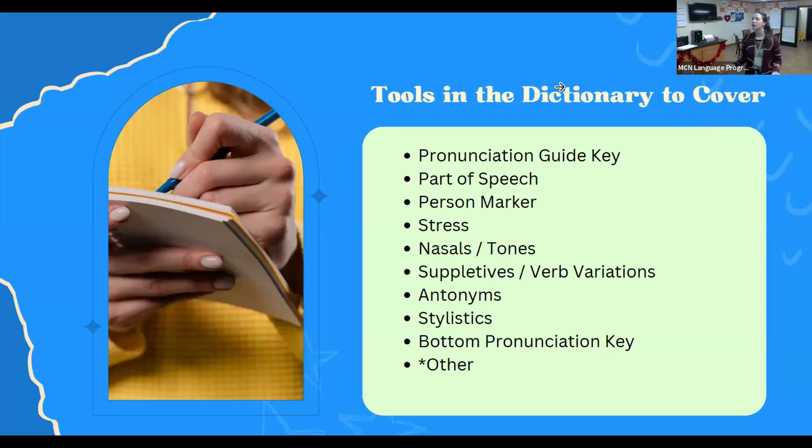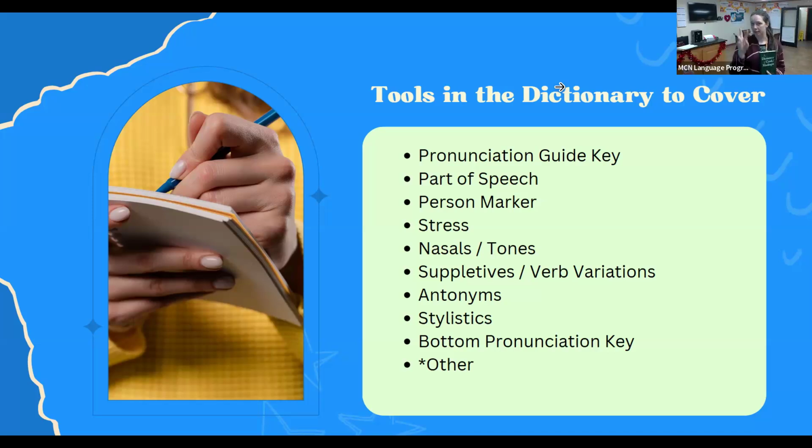Okay, what we're gonna go over today, it's a lot of different things. Some have more information to take in, some are really simple. So the order we're going in: the pronunciation guide key in this dictionary, the parts of speech and how it's shown, the person markers and how it's shown, the stress of words in the Mvskoke language, how to tell if something has nasals or tones, suppletives, which is the fancy word for verbs that have different versions depending on how many people are doing the action. So 1 versus 2 versus 3.